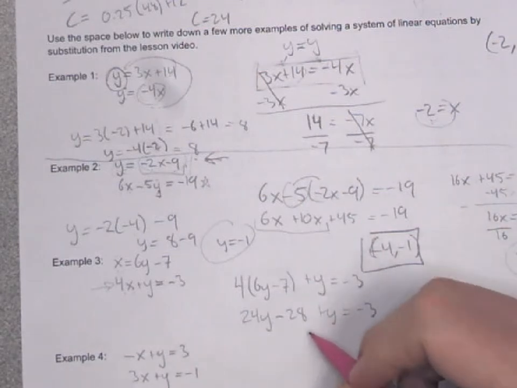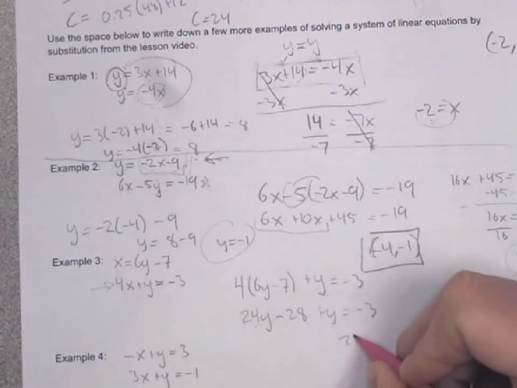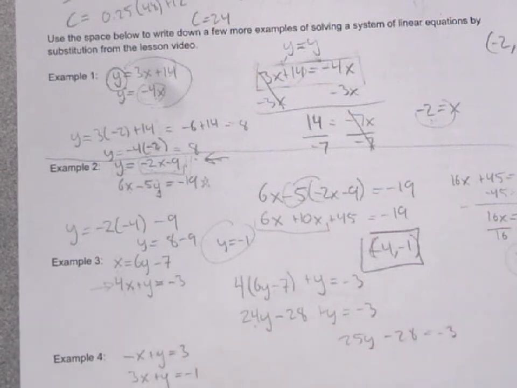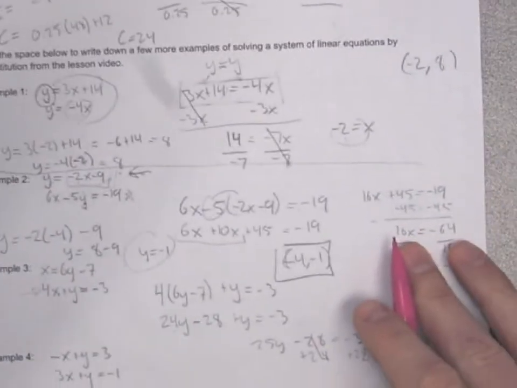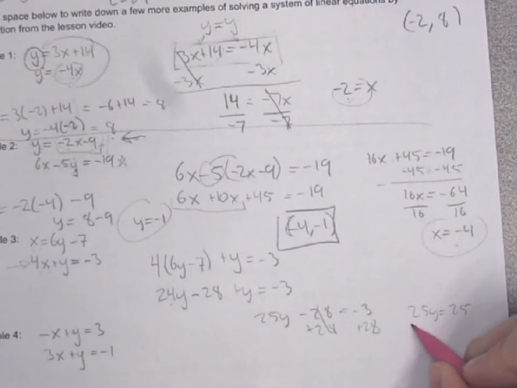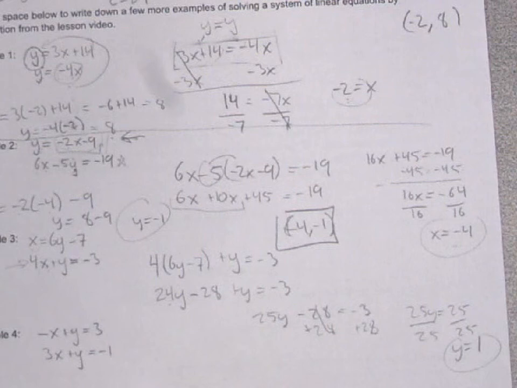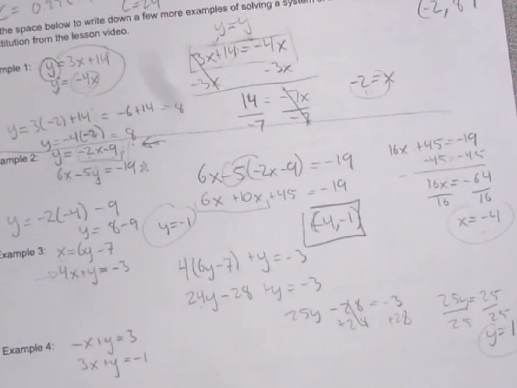Combine like terms here. I got some y's and some y's. So 25y minus 28 equals negative 3. I'm going to add 28 to both sides. So I have 25y equals 25. Sorry, come off the page here. Divide both sides by 25, and I get y equals 1. So that's part of my answer. Remember, I need both pieces.